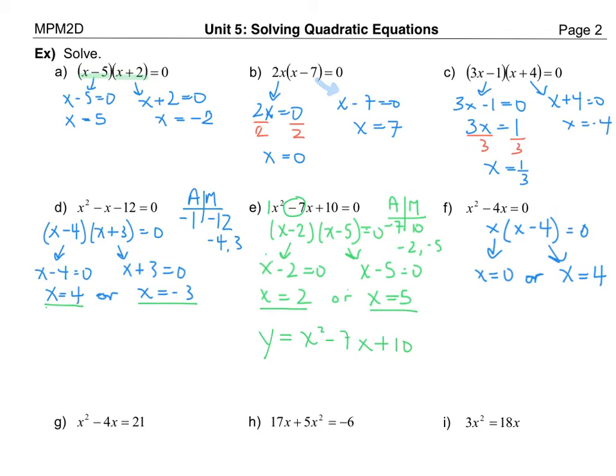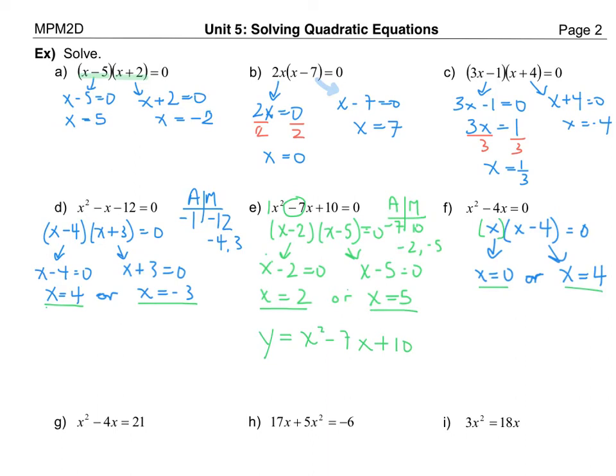For part F, I can common factor that one. I took an x out and it left me with x take away 4, which means my factor of x is equal to 0, or x take away 4 equals 0, which means x equals 4. So again, two solutions for that, two x-intercepts there.